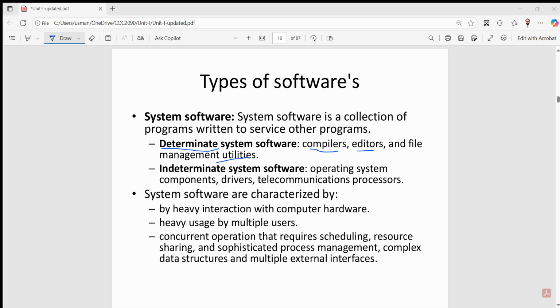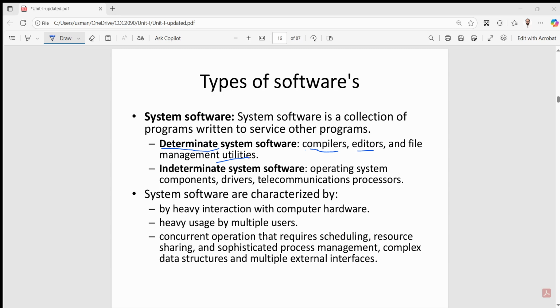And indeterminate means a system doesn't know what will be the next state. Like in an operating system, the user can have any resource, the user might have no resource, the user might have a constrained resource. In that case, the operating system might have to take a decision, or it might be a stage which is unknown, right? It doesn't know which stage to go to, so that might be possible. So it is an indeterminate system software.